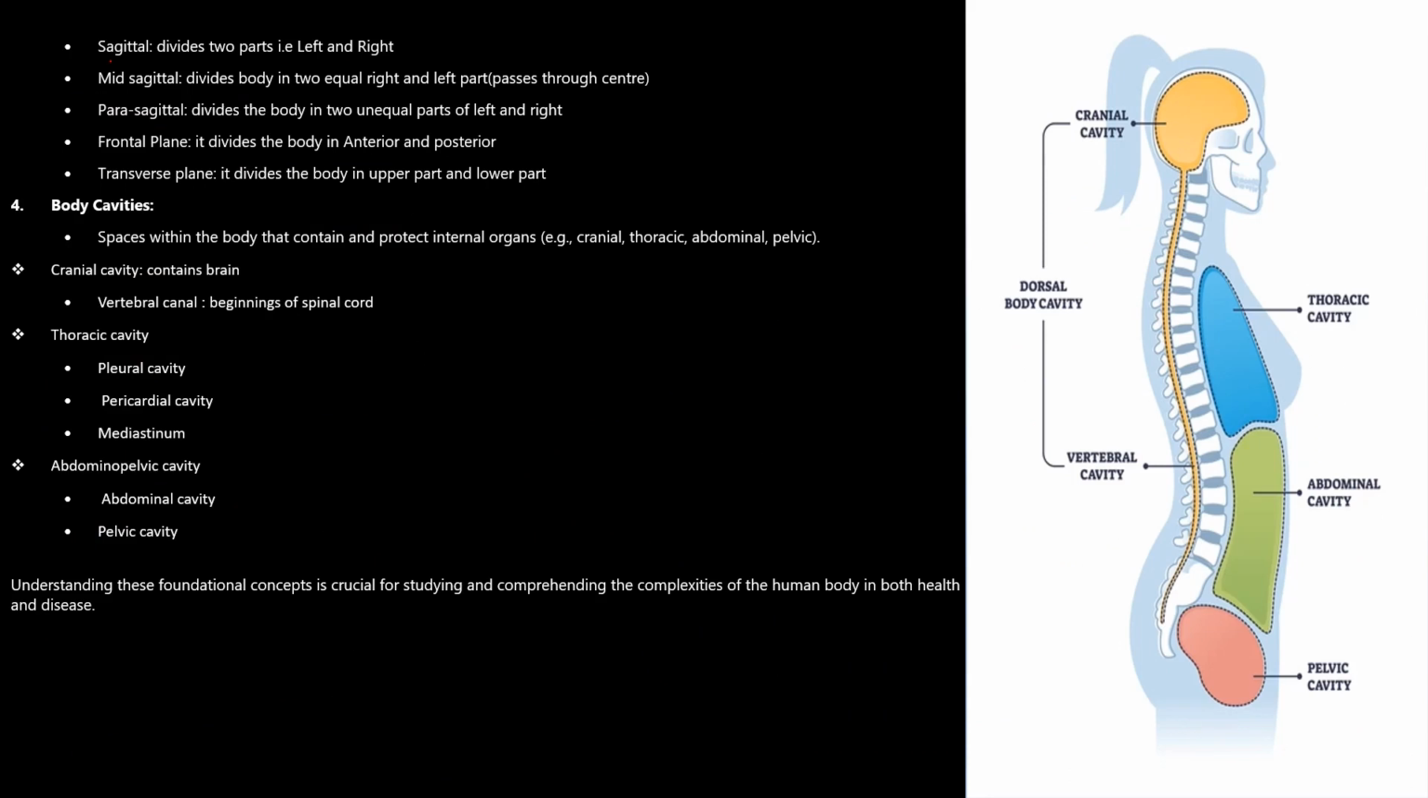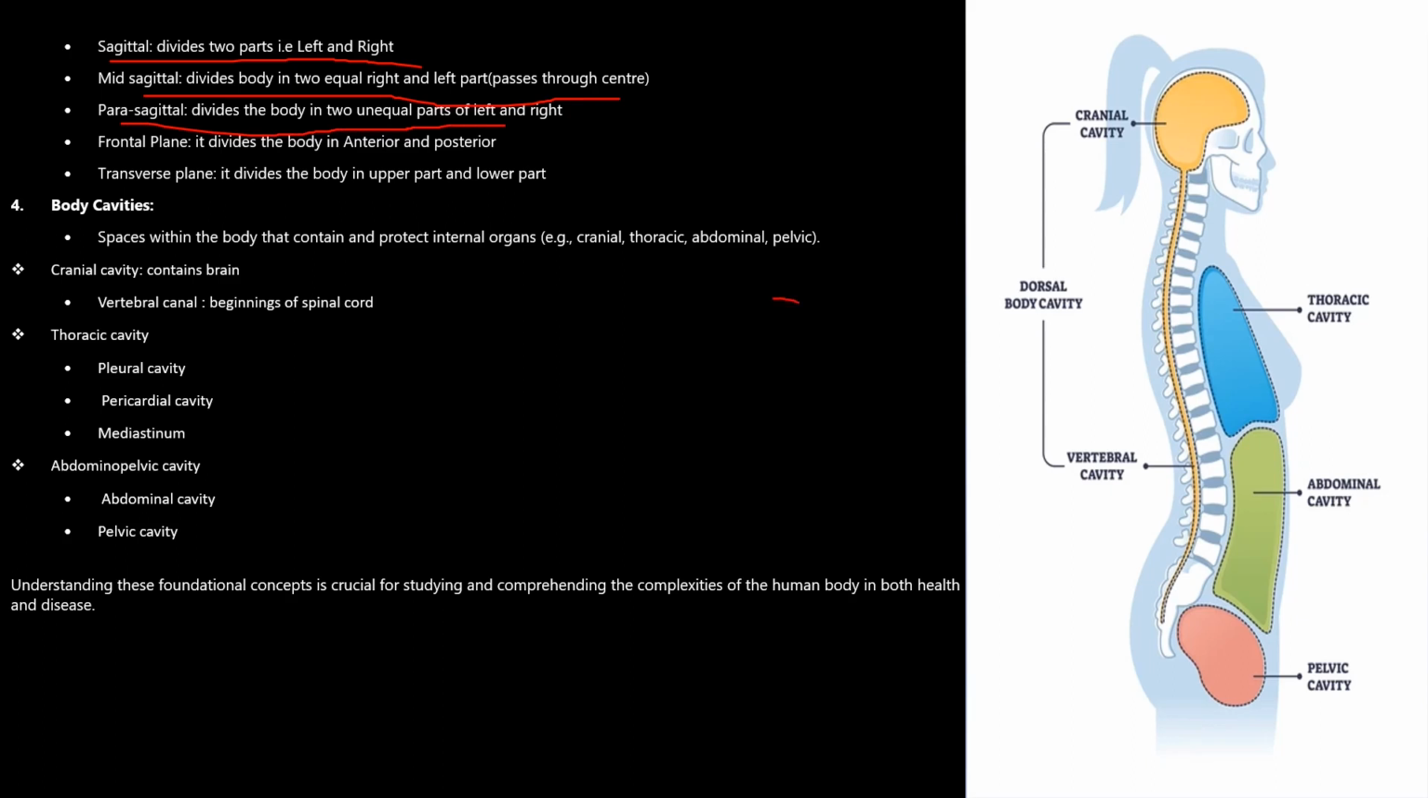Again, the same thing is given. Sagittal divides the body into two parts, that is left and right. Mid sagittal divides the body into two equal right and left parts, passes through the center. Okay, this is the mid sagittal. Parasagittal divides the body into two unequal parts of left and right.